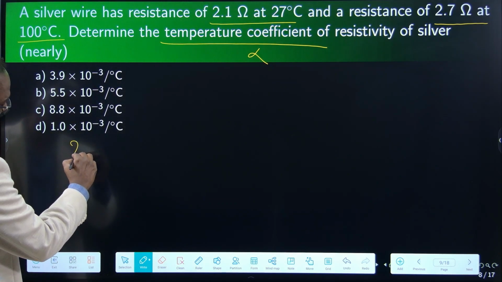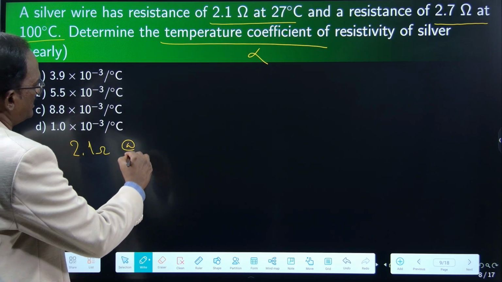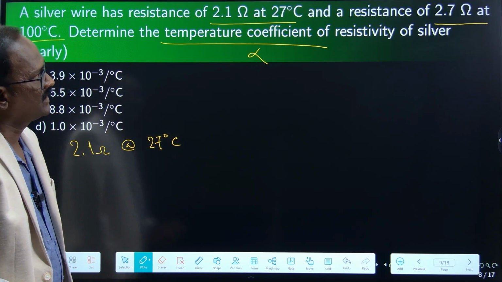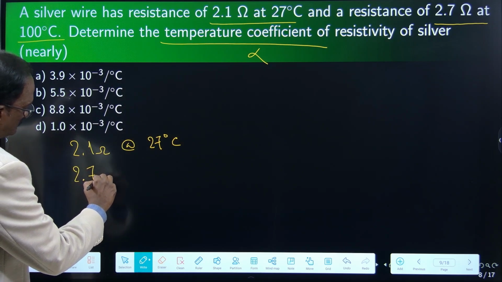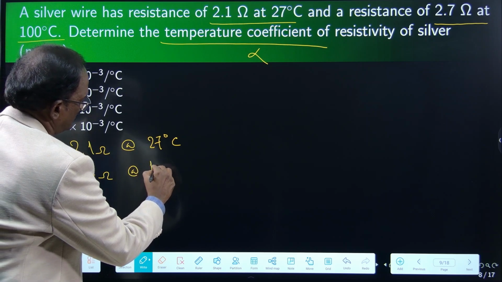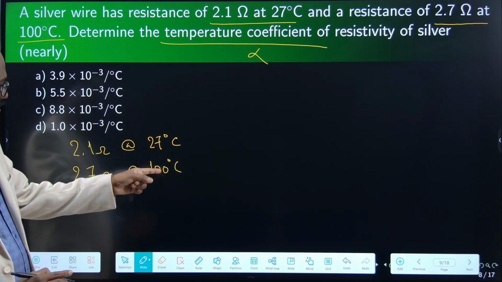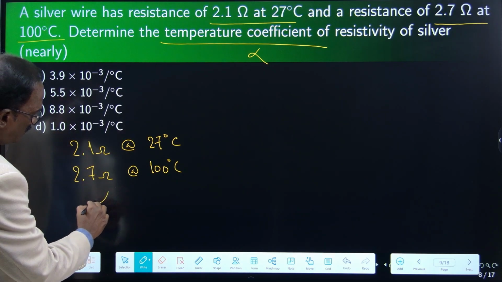2.1 ohms at 27 degrees Celsius, 2.7 ohms at 100 degrees Celsius. When it is changed to this much, resistance is changing. The question is to find alpha.